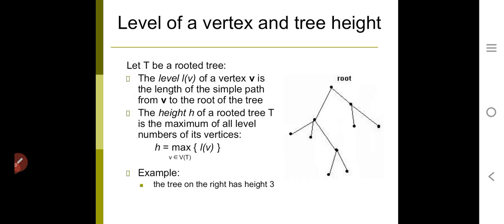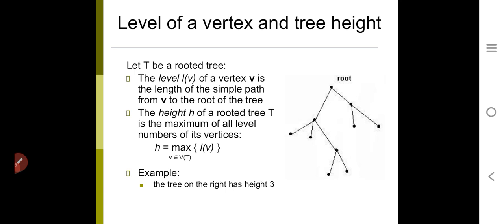Then how to find the levels of a vertex in a tree and the height of a tree. So what is meant by level? It is a step of the tree, one step of the tree. Level means the length of the simplest path from the root vertex to a specific vertex. Then how to find the height? The height is the maximum level of a vertex from the root.